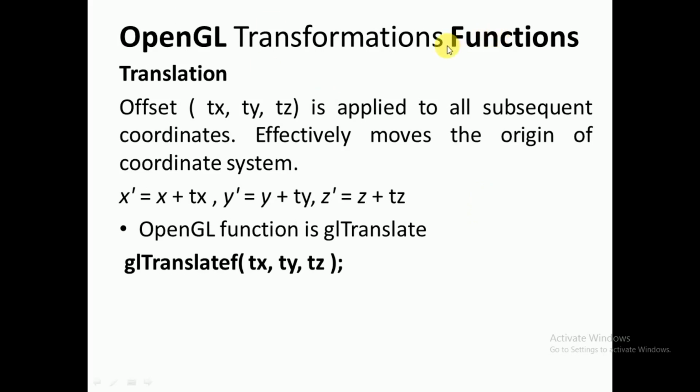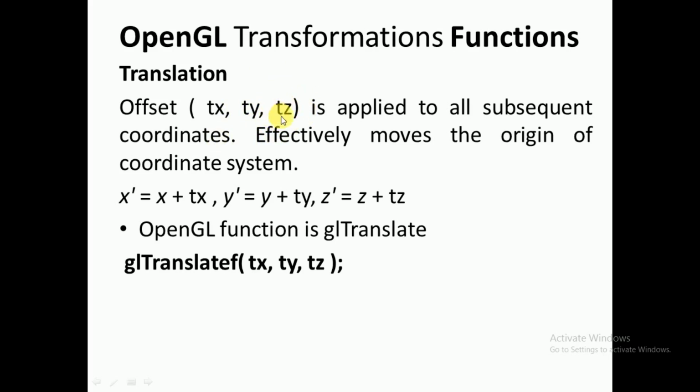Then the OpenGL transformation functions: the normal transformations, that is translation, rotation, reflection, whatever you have done, OpenGL supports these also. First is translation, the offset: whenever you want to translate, you have to add the translation factors to the original value. How many units you want to translate in the X direction, that is tx. In the Y direction, that is ty. In the Z direction, that is tz. When you go to 3 dimensions, at that time this will be required. Now we are in 2 dimensions, so this is not going to be affected.